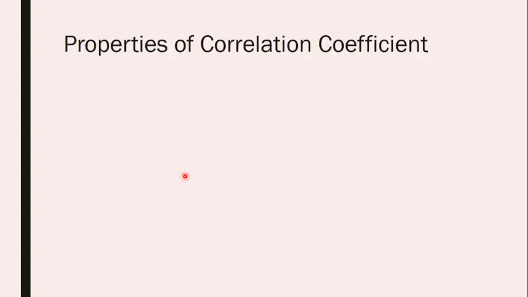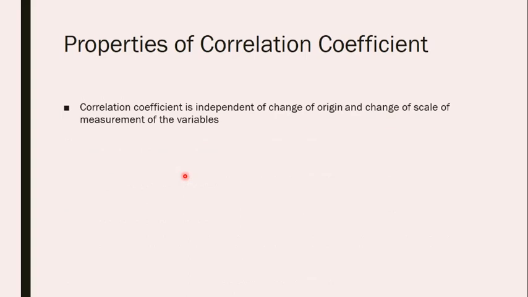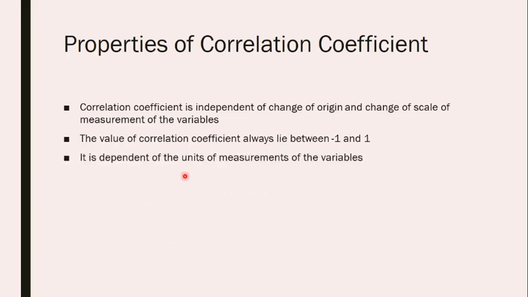Now, there are certain properties of correlation coefficient. Correlation coefficient is independent of change of origin and change of scale of the measurement of variables. That is the first property. The second property is that the value of R lies between -1 and +1. So if you get anything more than 1, just think that you got a wrong answer or something is wrong with your calculation. Then third is it is independent of the units of measurement of the variables. So these are the three properties of correlation coefficient.